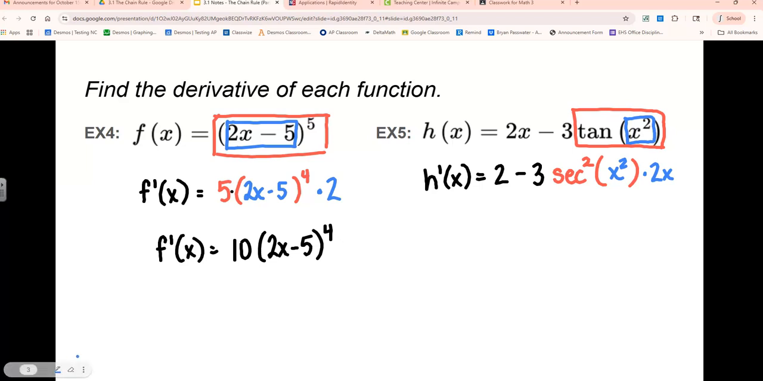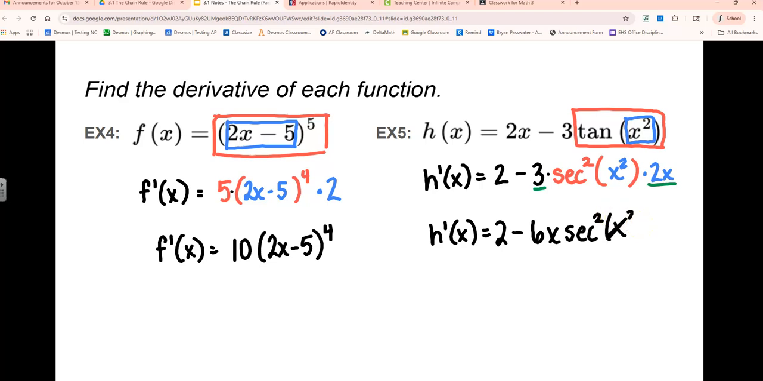All right, they'll clean it up a little bit. They won't do anything too crazy with this, I don't think. But that 3 is multiplied by your secant squared. This stuff is multiplied by 2x. So they're going to combine the 3 and the 2x there together and probably put it up front. So your h prime of x is going to be 2 minus 6x secant squared of x squared.